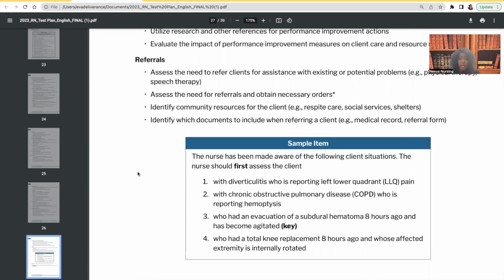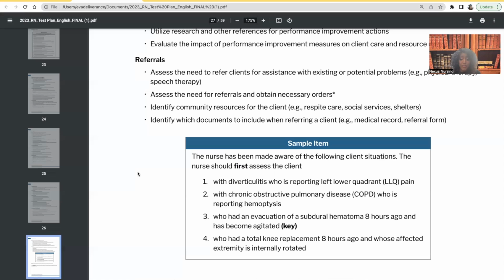Now, this question, they're asking you who you're going to see first, which patient is the priority. That's another way of asking who is most likely to die the fastest. That is who you need to address. Now, even though all of these patients need to be addressed, who is most likely to die the quickest? Number 3. And you can see where it says key, that's what lets you know what the correct answer is. But let me explain to you why.